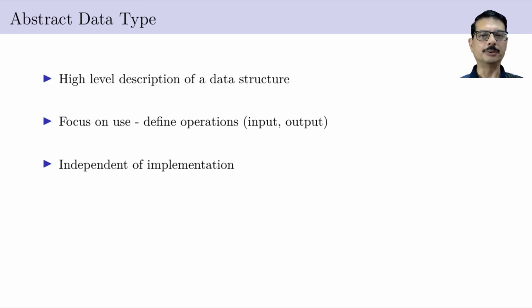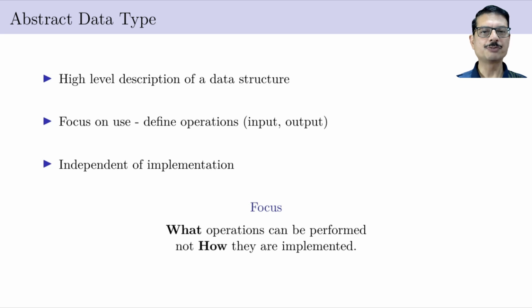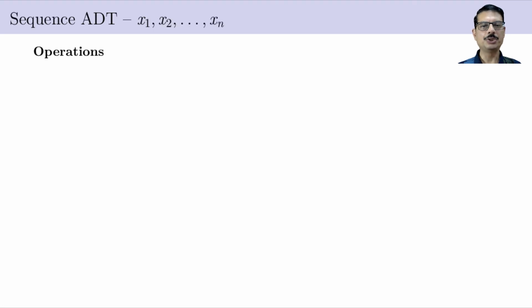Think of a bank account. You know you can deposit, withdraw, and check your balance. You don't need to know the internal database tables to use it. This separation of interface from implementation is the essence of abstract data type. One common ADT is the sequence ADT, which represents an ordered collection of elements like a list.